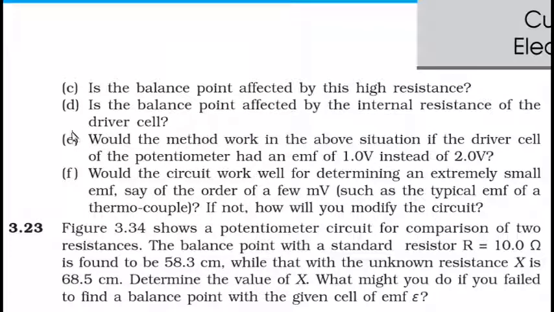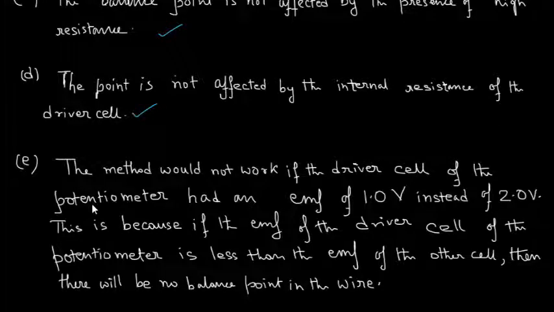Part E. Would the method work in the above situation if the driver cell of the potentiometer had an EMF of 1 volt instead of 2 volt? The method would not work if the driver cell of the potentiometer had an EMF of 1 volt instead of 2 volt. This is because if the EMF of the driver cell of the potentiometer is less than the EMF of the other cell, then there will be no balance point in the wire.